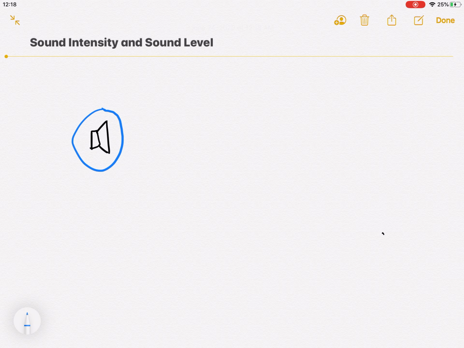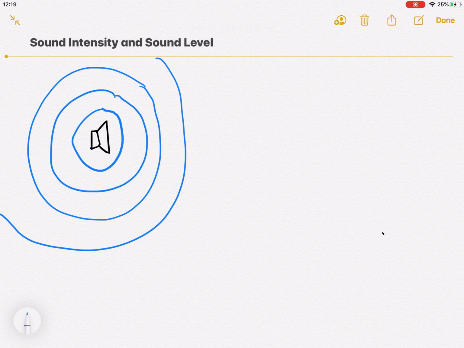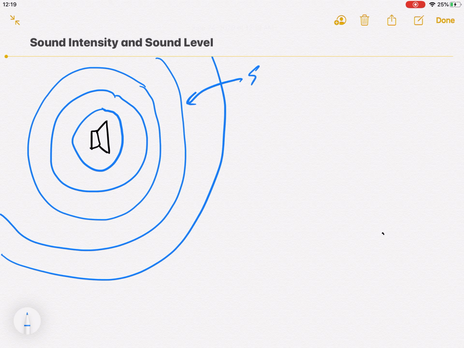Alright, so as the sound spreads out, sound that left longer ago is spread out over bigger and bigger surfaces. Alright, and if they are leaving isotropically in 3D, it's spread out over the surface of a sphere, right? So these are actually surfaces of spheres.